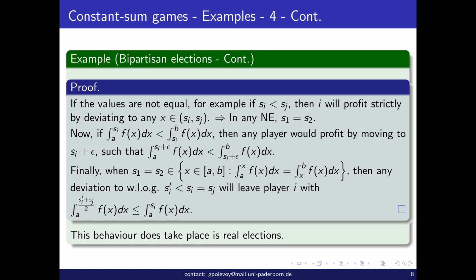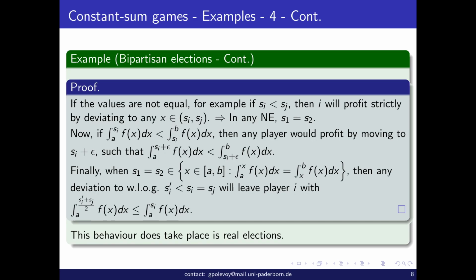But then that player is going to single-handedly get all that it has to the right. It also is going to have something between those players, but it's definitely going to get all the integral from Si plus epsilon to the right border, which is more than the other part of the integral, which is better than half of the whole integral, which it used to get before, because they are at the same point.